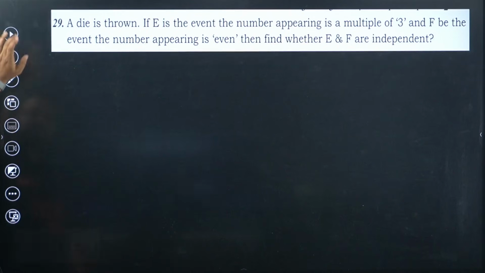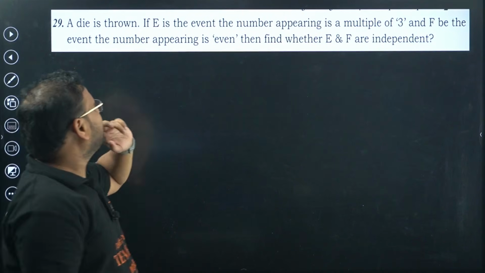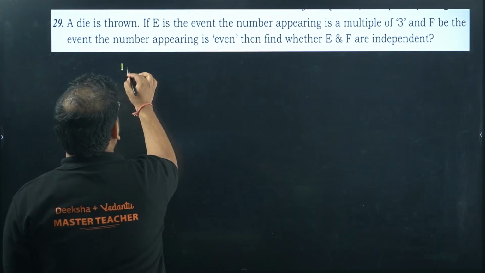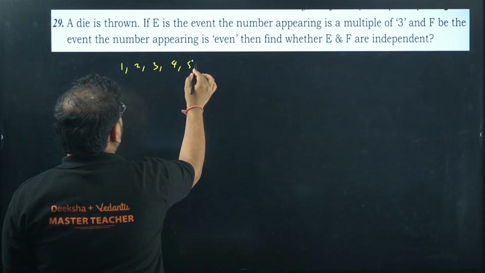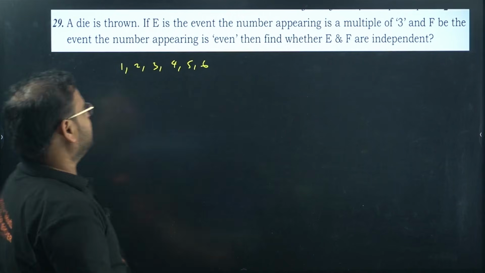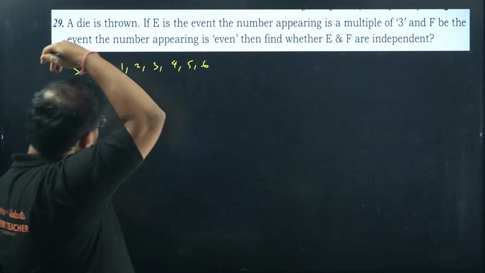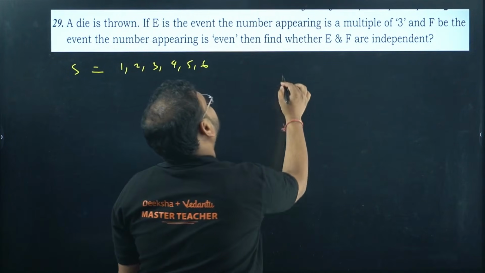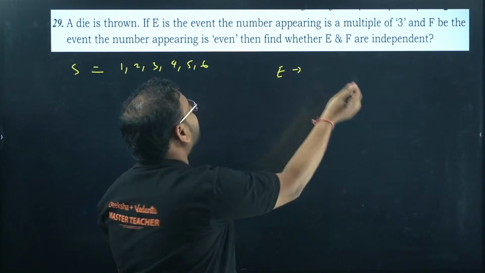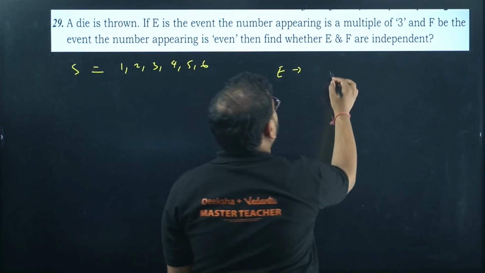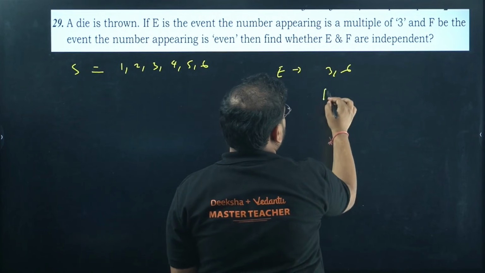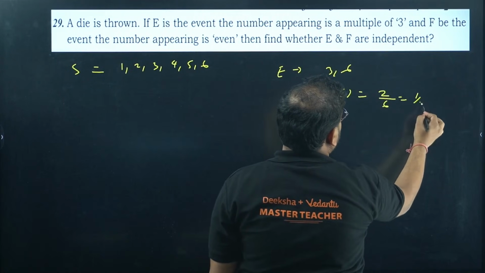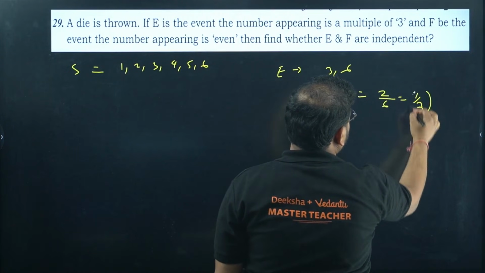All right. A die is thrown, E is the event, then the number appearing. Okay, a die is thrown means I have possibilities as 1, 2, 3, 4, 5, 6. Let's write the sample space first. This is my sample space. If E is the event, the number appearing is a multiple of 3. So we have 3 and 6. So what is going to be the P(E)? P(E) will be 2 upon 6, so 1 by 3. Correct now?